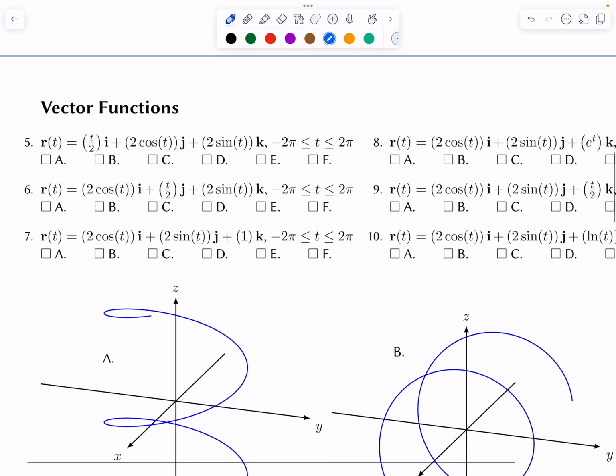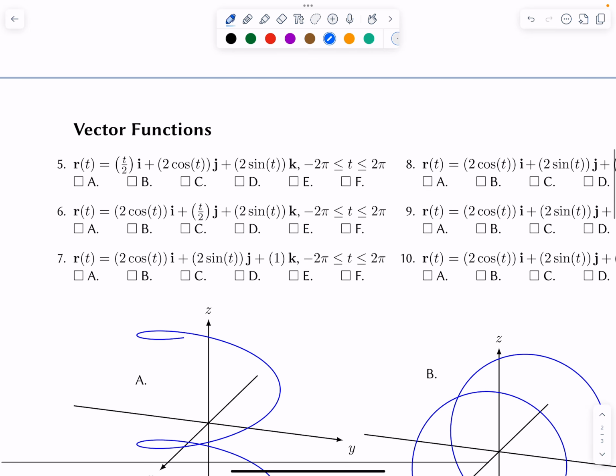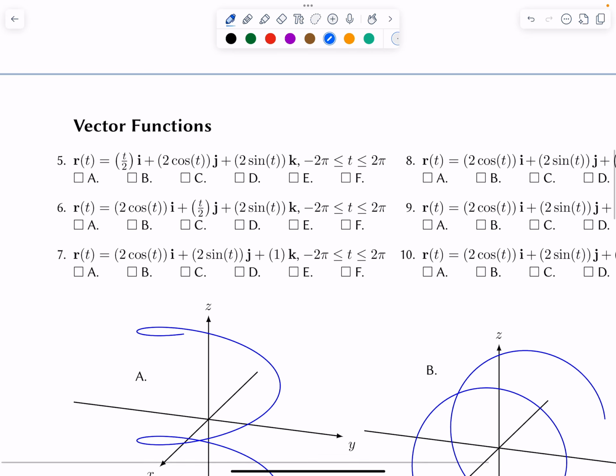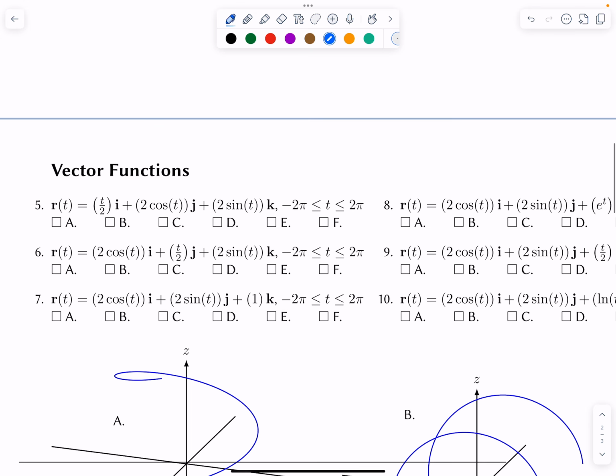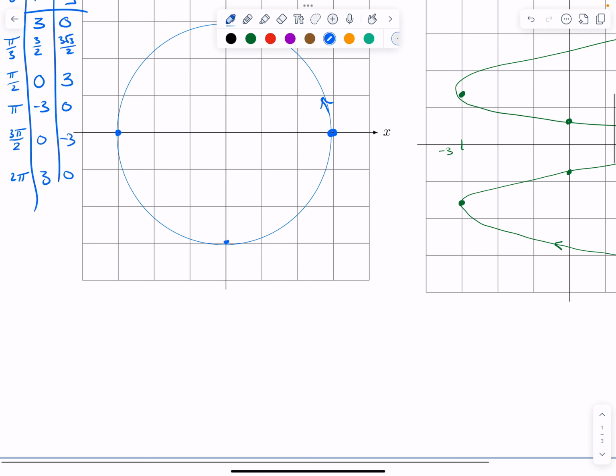So with number 5 here, this thing is going to have, let's see, you have the cosine times j and sine times k. So anytime you see sine and cosine, what you should think of is a circle, like this circle right here.